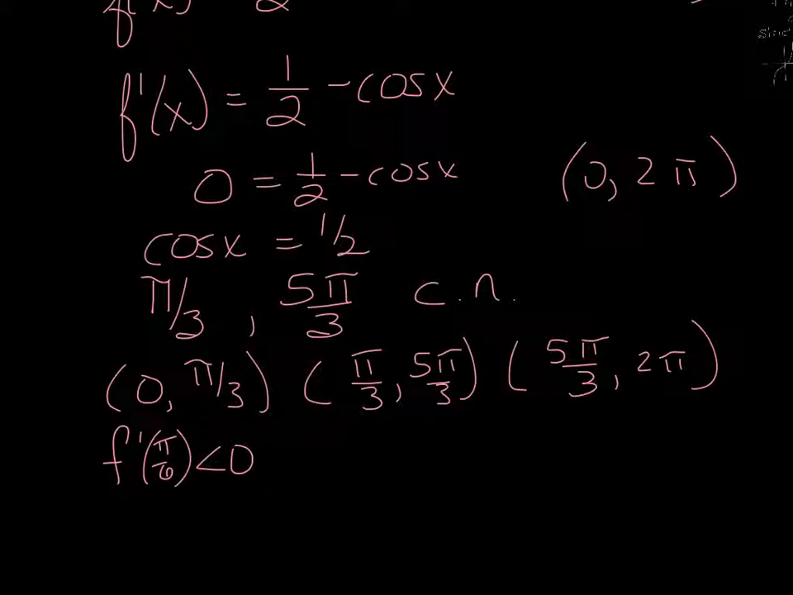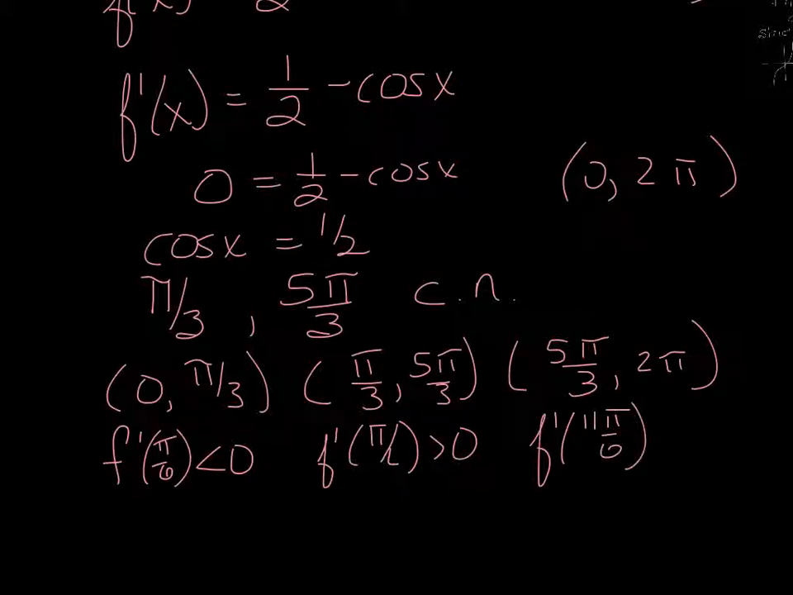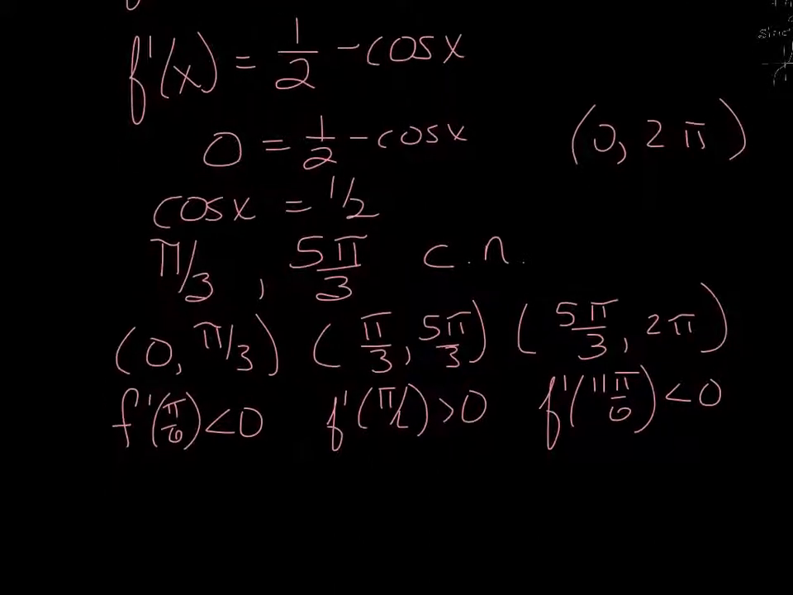Between pi over 3 and 5 pi over 3, we can do pi over 2. What's the cosine of pi over 2? 0. So 1/2 minus 0 is positive. And between 5 pi over 3 and 2 pi, 11 pi over 6. The cosine of 11 pi over 6 is the square root of 3 over 2. 1/2 minus the square root of 3 over 2. Negative or positive? Okay. So let's think about our intervals.